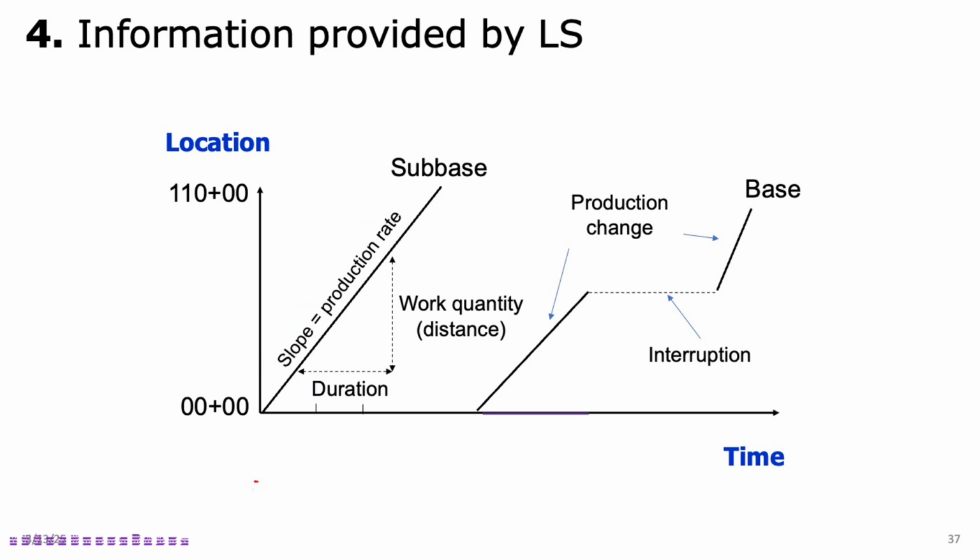In linear projects, production is often measured as distance per unit of time. The steeper the slope, the faster the activity is being completed. If you notice a change in the slope, that means the production rate has changed during the project. For example, right here, the slope is steeper, so there could be favorable conditions that help increase the production rate.